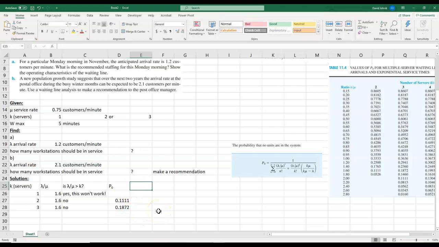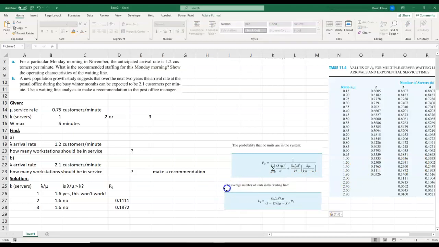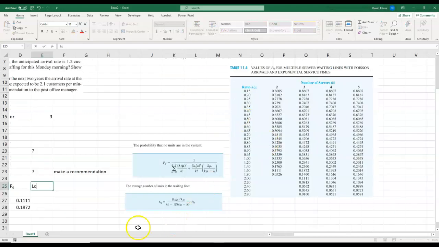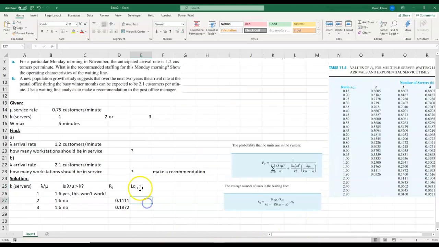All right, then the next thing we want to calculate, again, we have to do some intermediate calculations. We want to calculate L sub Q. Takes a while to get at this because you got to calculate several things in order to get to it. So I'm going to do something called L sub Q. All right, and L sub Q is lambda divided by mu to the k times lambda times mu. So it's all this, right? So let's just go ahead and put it in here.